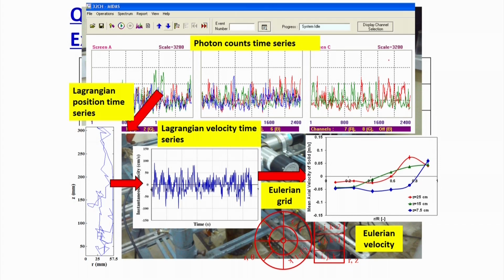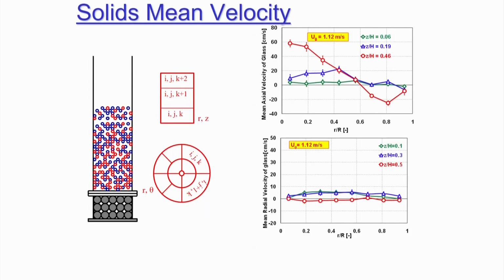So from this kind of data, which looks very vague, very rough, very chaotic, you get a very systematic profile. This is the solid mean velocity profile which we are discussing for a gas-solid system, and you can see that from this data, which looks very chaotic, the count profile, you get a proper profile of the mean velocity, which says that for this condition the particle is moving up at the center and going down near the wall.